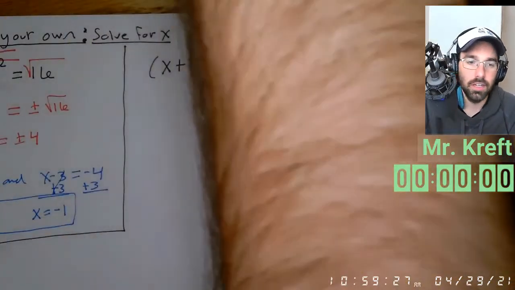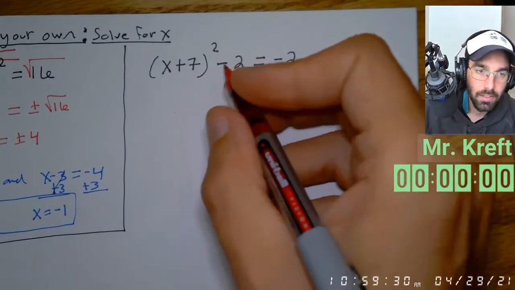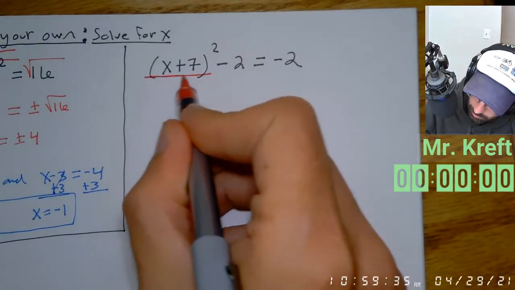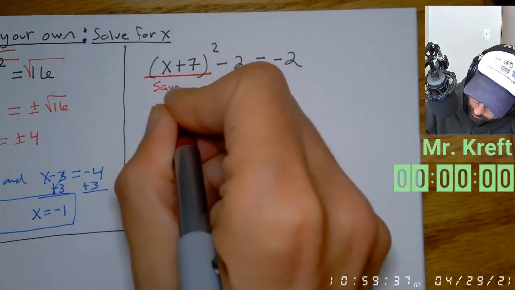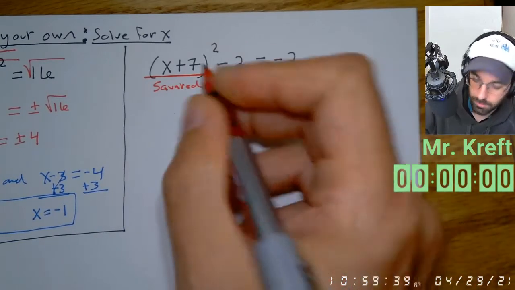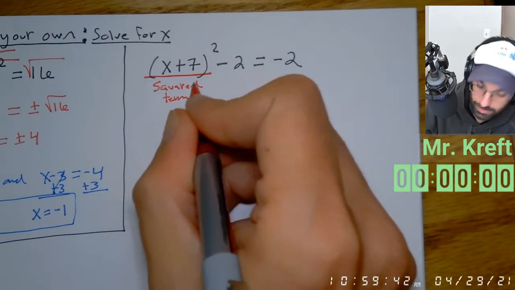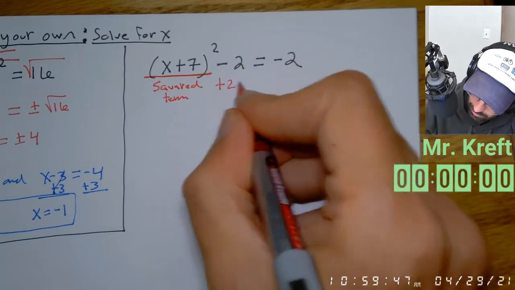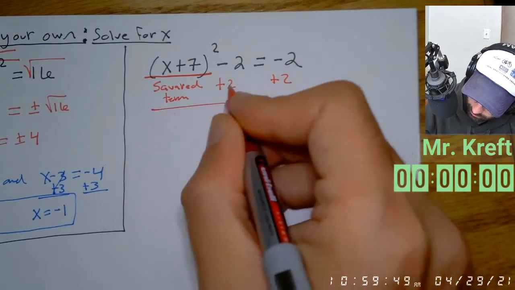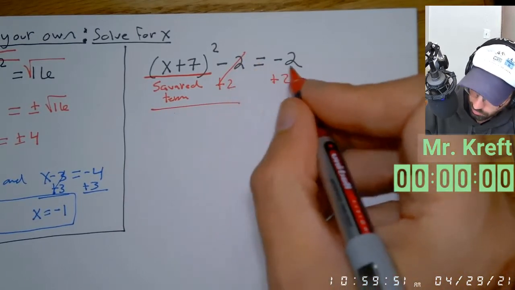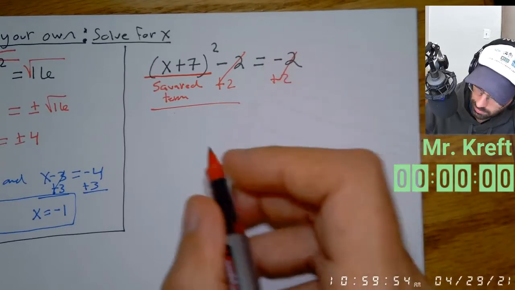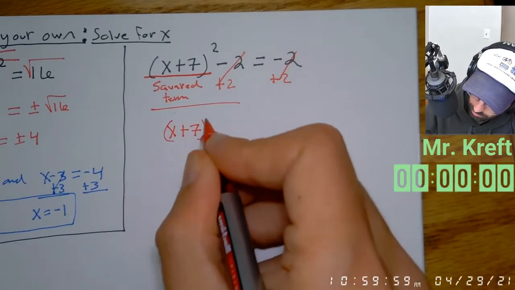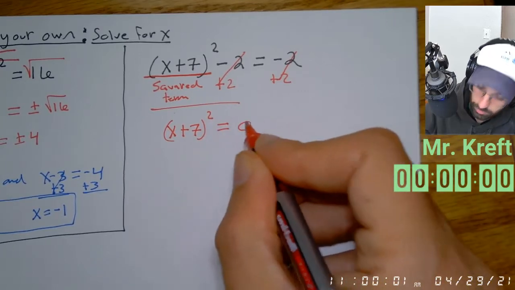Okay, let's take a look at this, guys. Let's see what happens. So if I underline this, this is my squared term. And it's not by itself. There's a minus 2 here. So I'm going to add 2 to both sides. So negative 2 plus 2 is 0, and negative 2 plus 2 is 0. So I get, on this side, the quantity of x plus 7 squared equals 0.